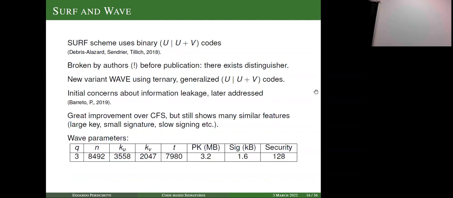Yes. So if you see the parameters, this is the u|u+v code, right? This is the dimension of the U, this is the dimension of the V. This is the code length, the field is ternary. You see that the weight is very high, that they try to pinpoint. The public key is 3.2 megabytes. Here we're talking about, again, minimum level, so 128 security bits.